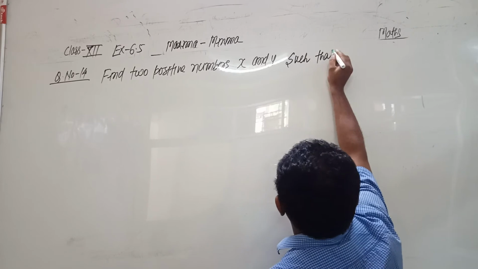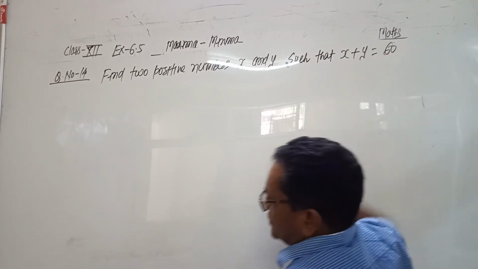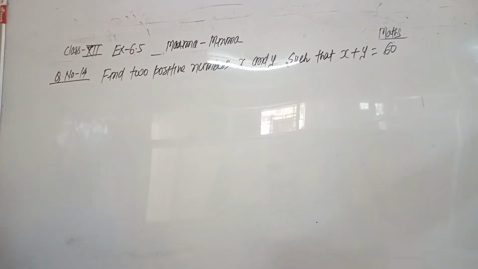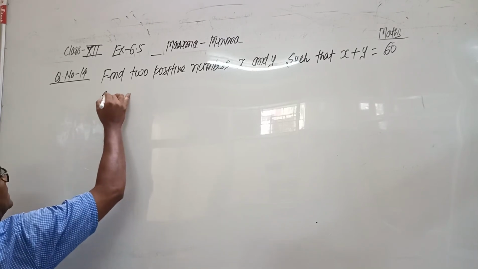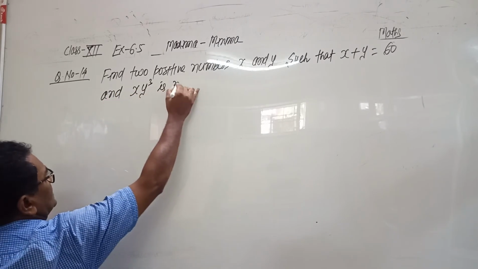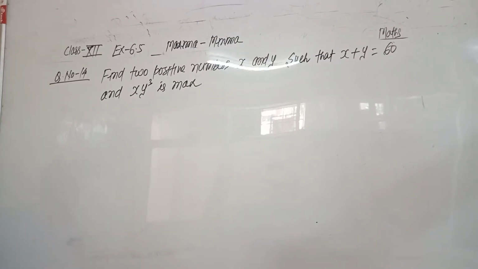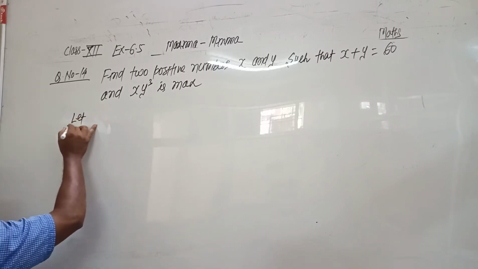Such that x plus y equals 60. The sum is 60, and x y cube is maximum. We have to find two positive numbers x and y such that their sum is 60 and x y cube is maximum.